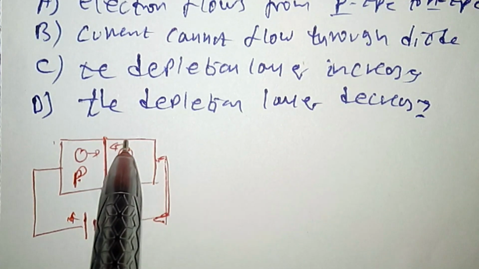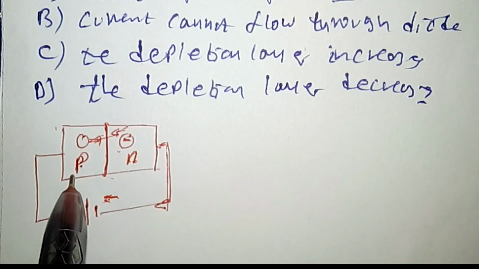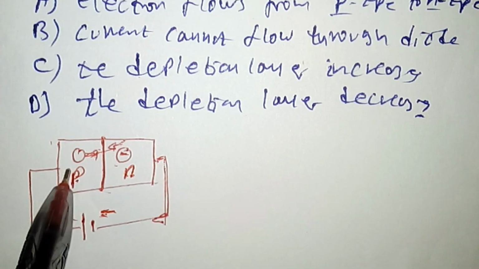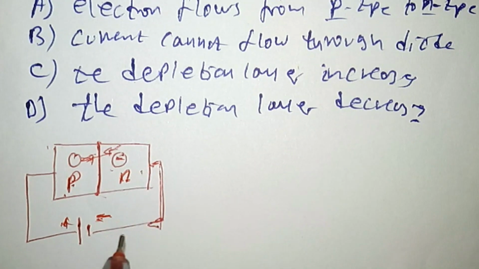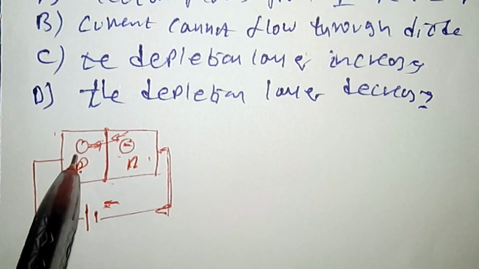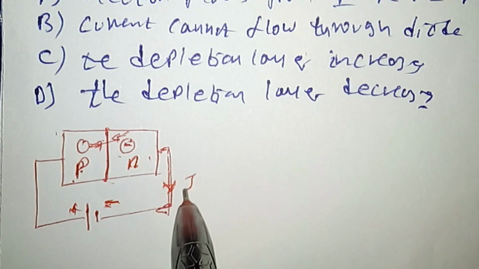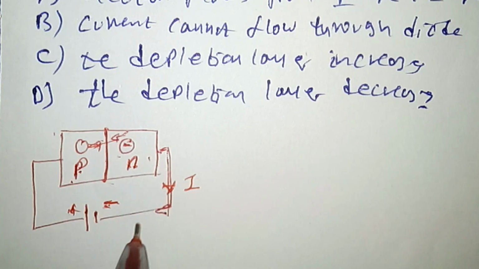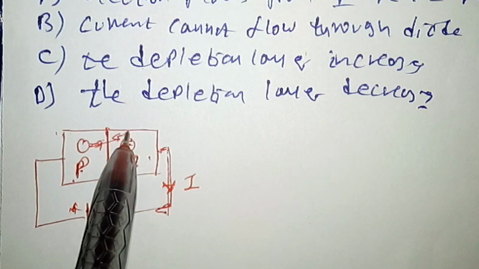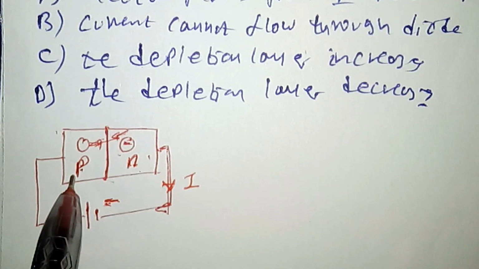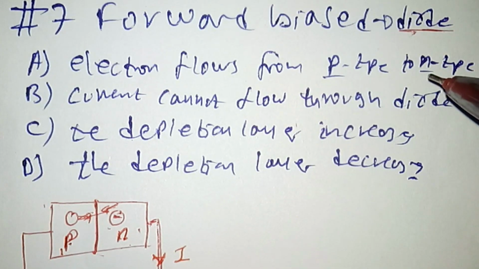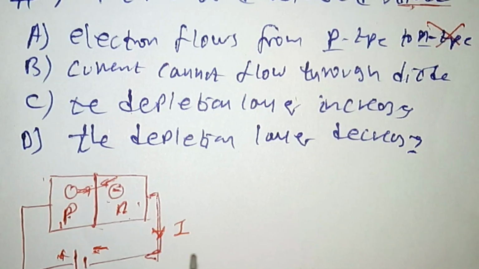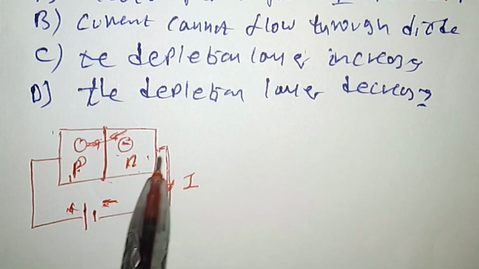So the direction of the electron flow is from N to P, and the holes, or the positive charge carriers, flow from P to N, and in total the current flows from P to N, or the direction of conventional current is from P to N. This is the direction of conventional current, but the direction of electron flow is from N to P. So in this case, when we consider alternative A, electrons flow from P to N type, it is completely wrong. The electrons flow from N to P, not from P to N.